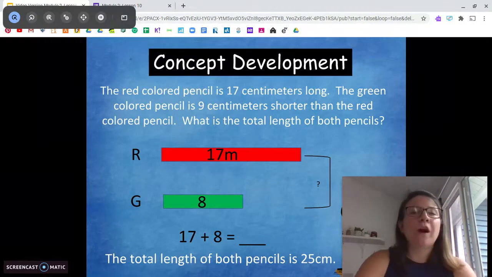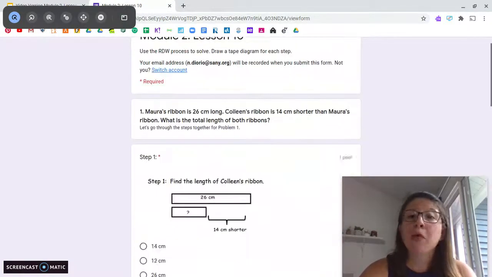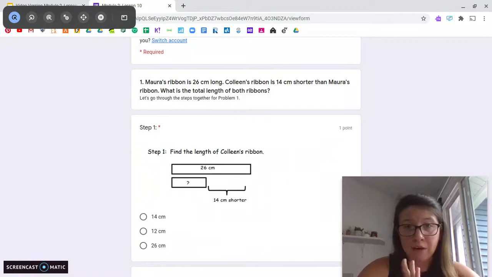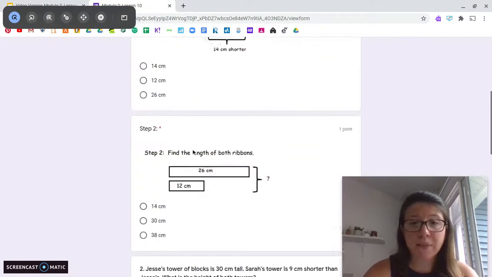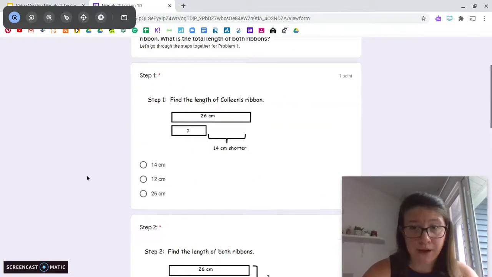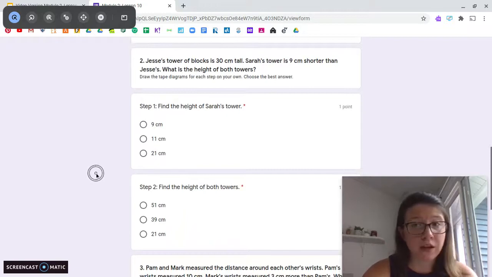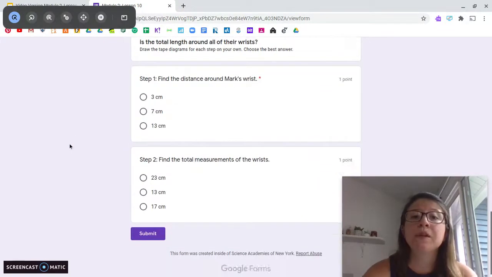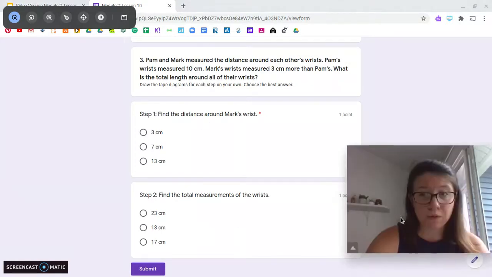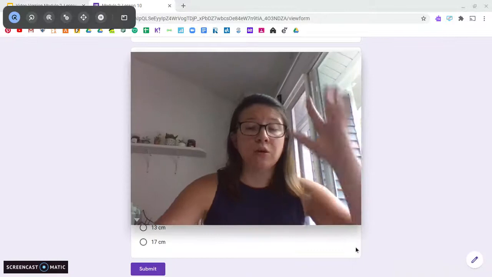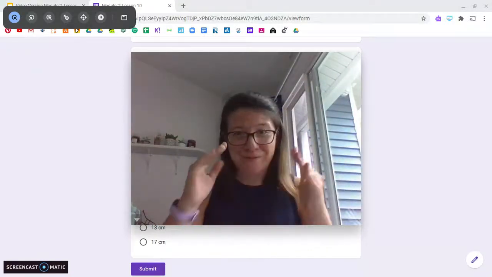All right? So your problem set for today is 3 word problems, but it's broken down for you. Okay, the word problem's right here. Step 1, solve for step 1, solve for step 2. Okay, broken down for you. Same thing with number 2. Solve for step 1. You're going to have to draw your own tape diagram. Solve for step 2. Number 3, again, draw your own tape diagram. Solve for step 1. Solve for step 2. Okay, 2-step word problems. Use the answer from step 1 to help you with step 2. Don't just add automatically. Break it down.